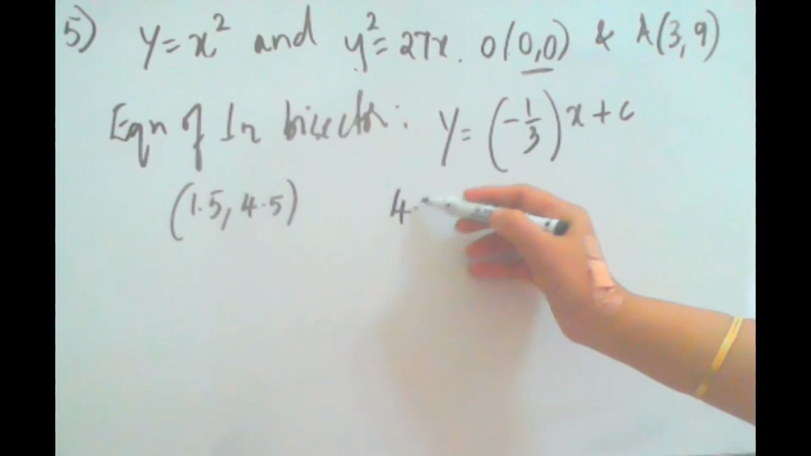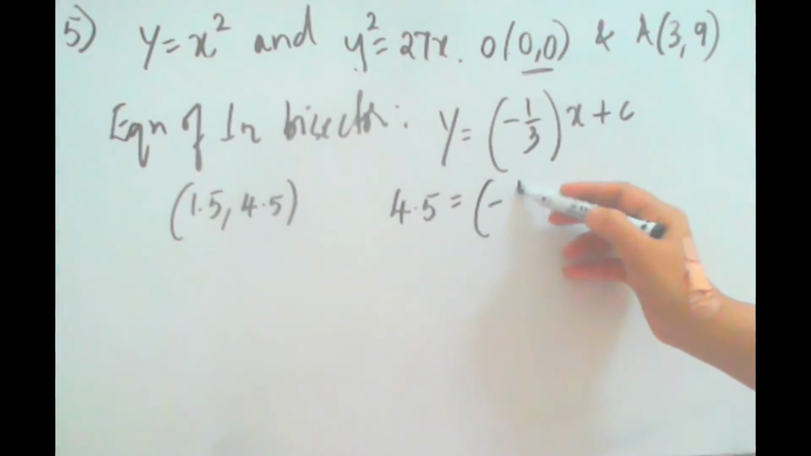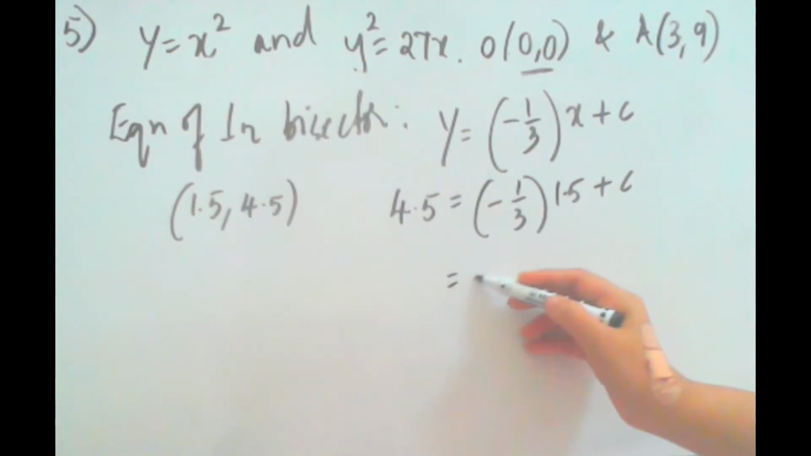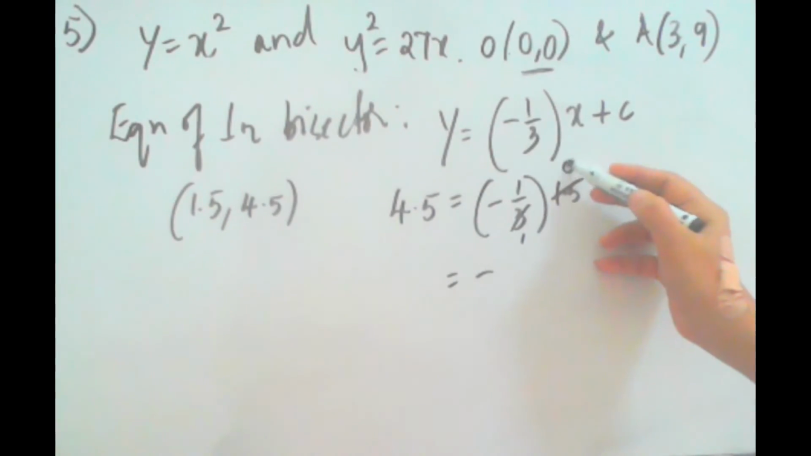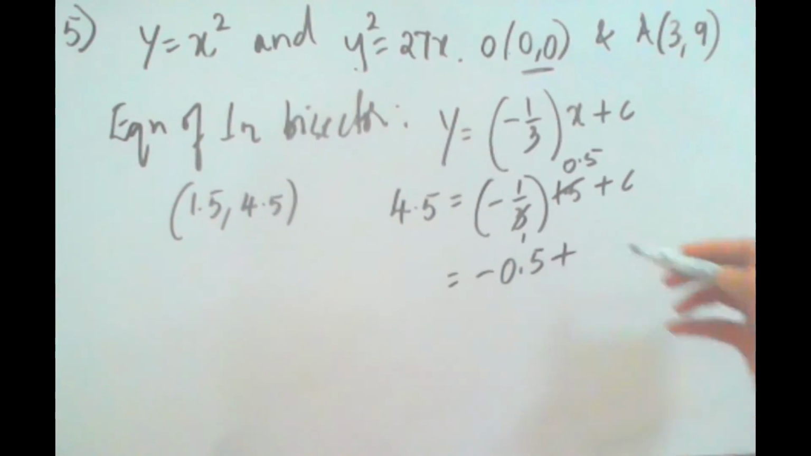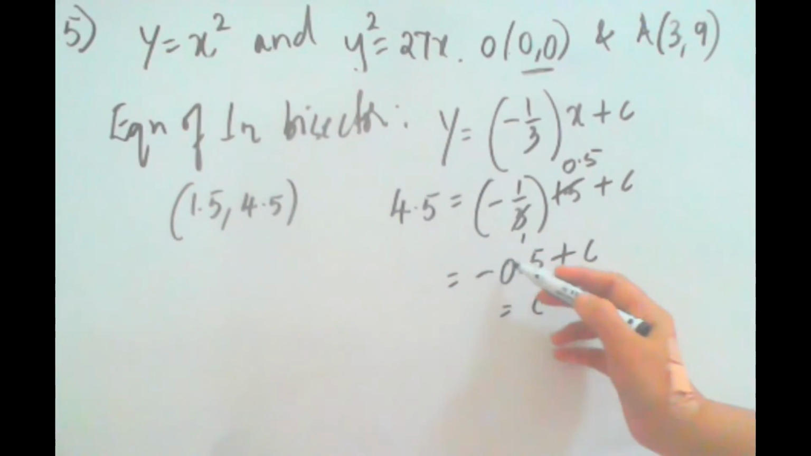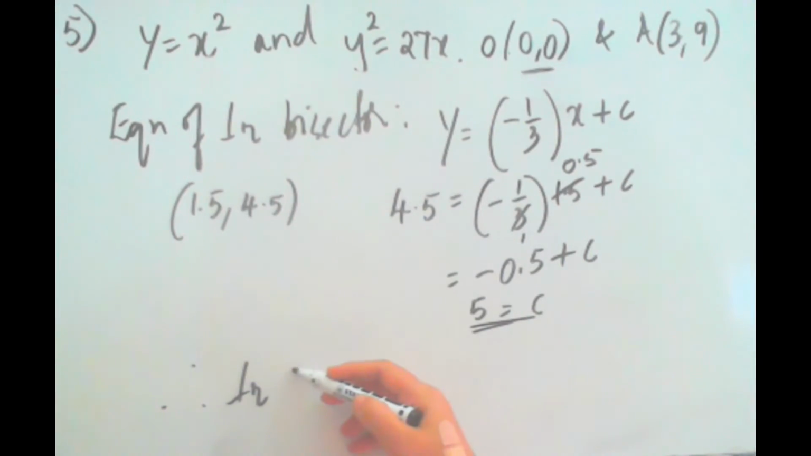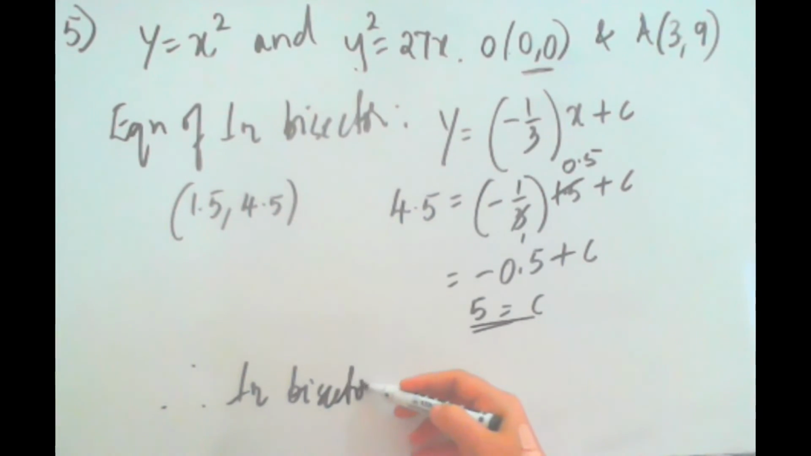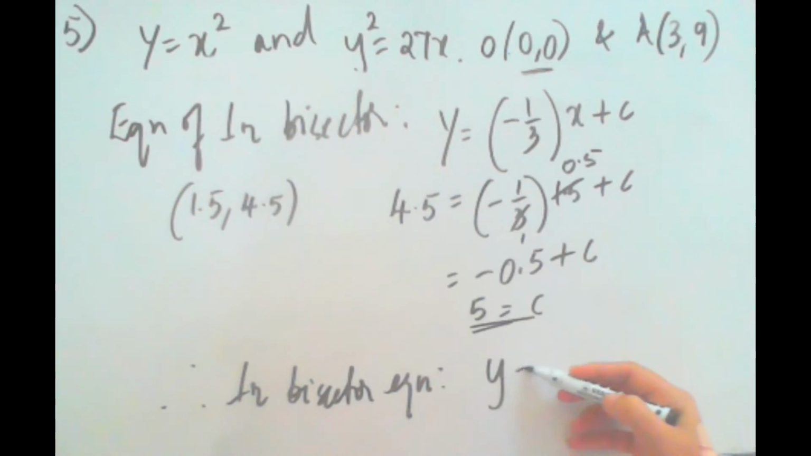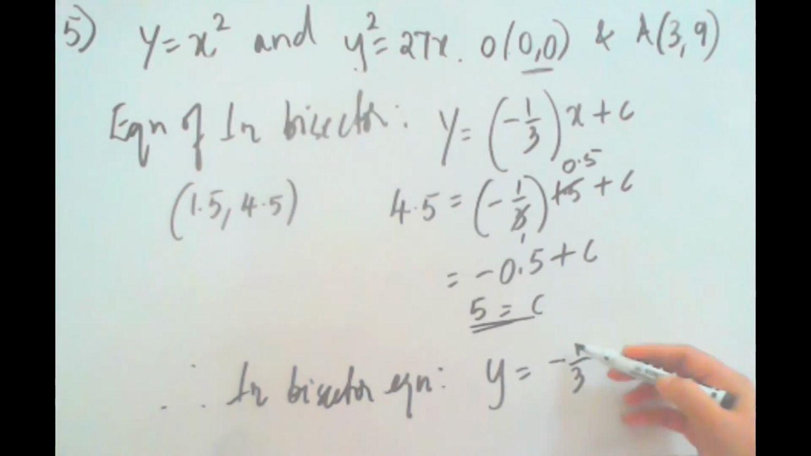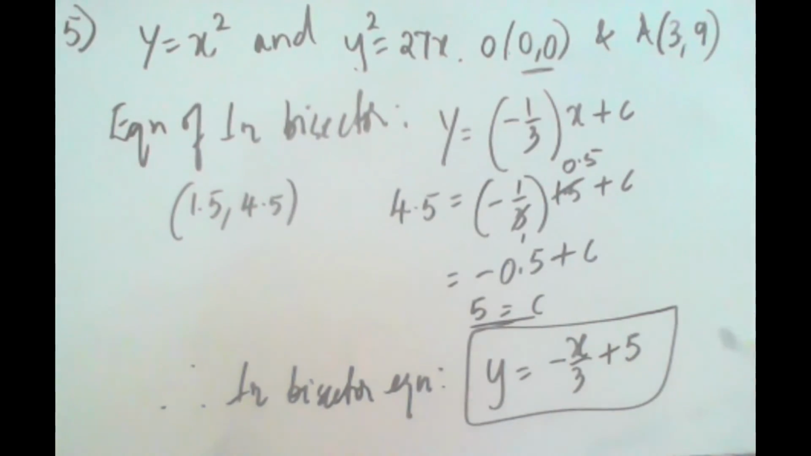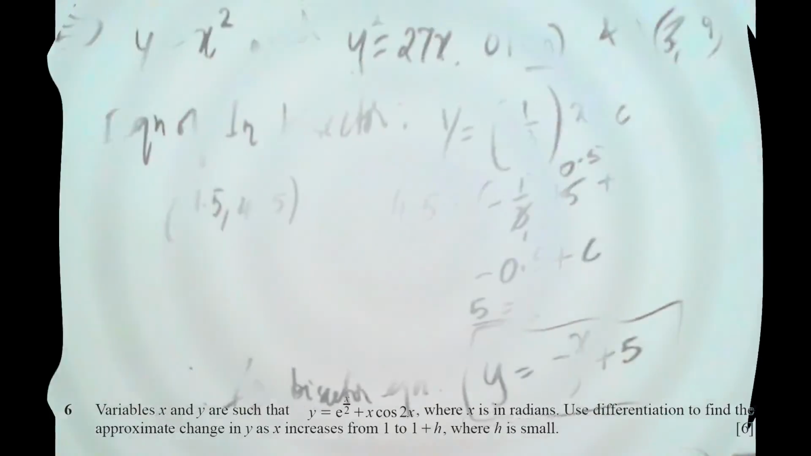So we will substitute here: 4.5 is equal to minus 1 over 3, times the value of x, which is 1.5, plus c. So this is minus 1 over 3 times 1.5, which is minus 0.5, plus c. So c is equal to 4.5 plus 0.5, we get 5. Therefore, the final answer, the perpendicular bisector equation, is y equals minus 1 over 3 x, or we can write minus x over 3 plus 5. So this is the answer for question number 5.